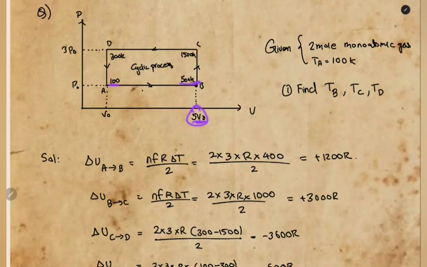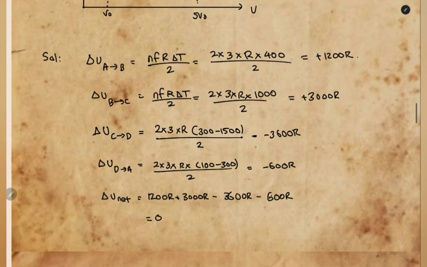What I calculated, I'll just give the answer of my calculation. 500 Kelvin, and if you multiply the 500 by 3, you will get 1500 Kelvin, and that will be here 300 Kelvin. So put in n R delta T. It's a monoatomic gas and the moles are given, so just put in the formula and you can find delta U from A to B, delta U from B to C, everything.